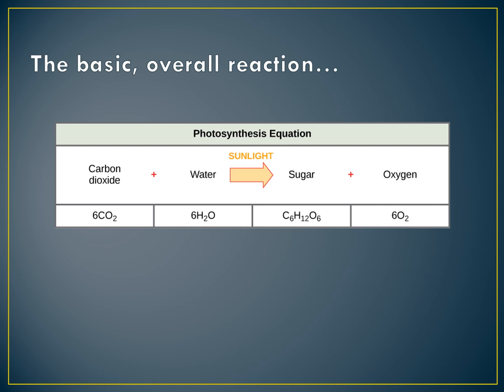The reaction as you see it here is what we call a balanced reaction, and that simply means that 6 molecules of carbon dioxide plus 6 molecules of water are converted into 1 glucose molecule and 6 molecules of oxygen.